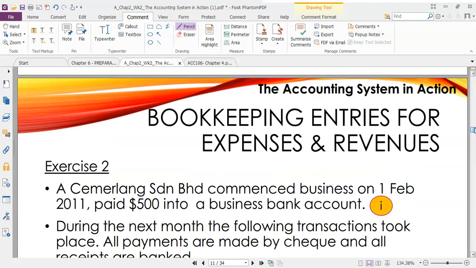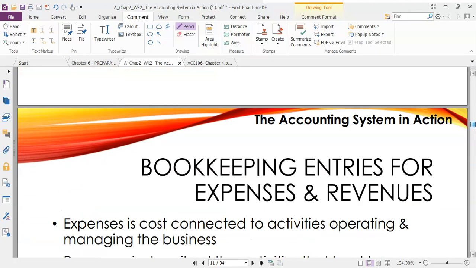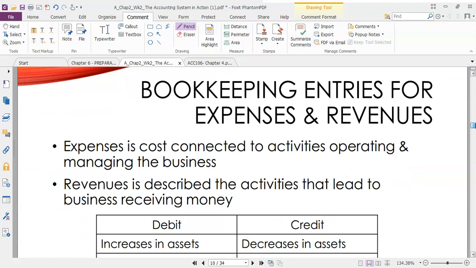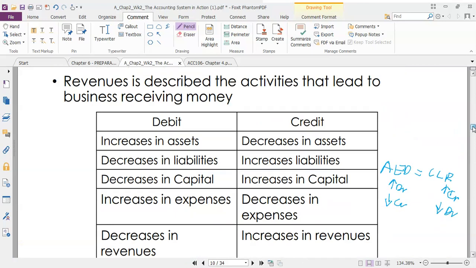Okay, that is the bookkeeping for assets, liabilities and capital. Now let's look at the bookkeeping entries for expenses and revenue. For expenses and revenue, you have to look at the AED CLR from earlier. E stands for expenses. If expenses increase, debit; if expenses decrease, credit. Revenue is the same as capital and liability: increase must be on the credit side, decrease on the debit side. So remember, the same applies.